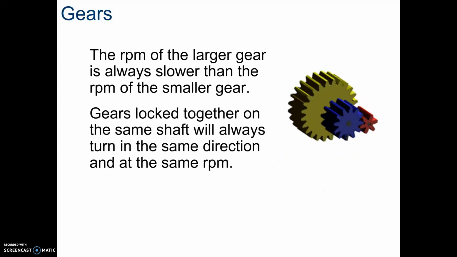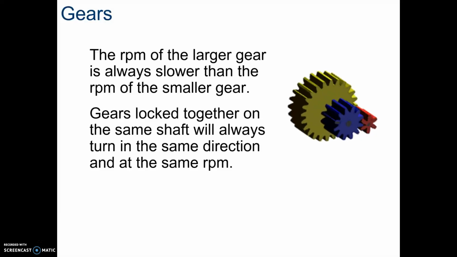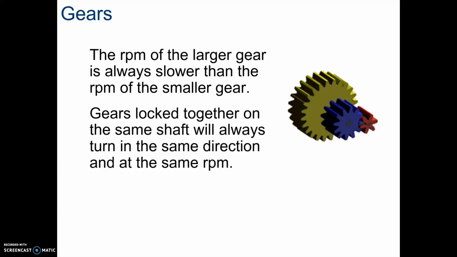RPM of the larger gear is always slower than the RPM of the smaller gear. You can write that down if you'd like to, but it's kind of self-explanatory. Obviously if it's larger, it's going to spin slower than a smaller gear. You can see that with the large green gear compared to the smaller red gear.